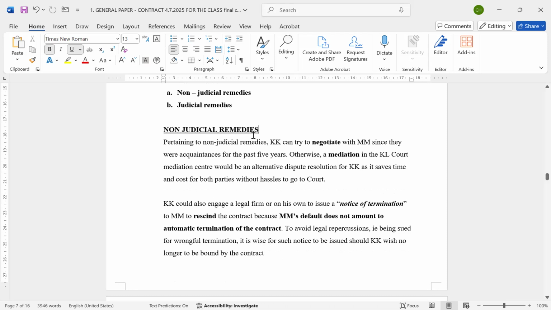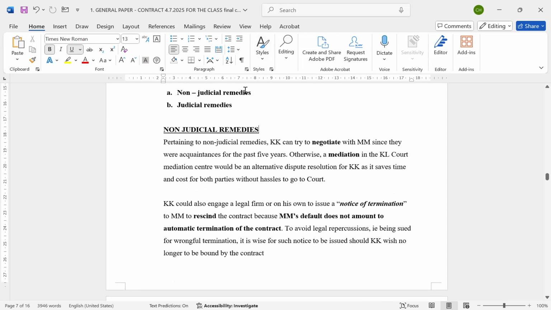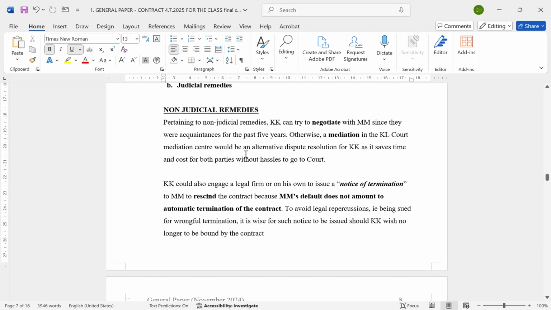So how you want to write is that pertaining to non-judicial remedies, KK can try to negotiate. Negotiation is different from mediation. It's two different species. They can negotiate since they have been acquaintances for the past 5 years. If negotiation doesn't work, perhaps you can appoint a mediator.